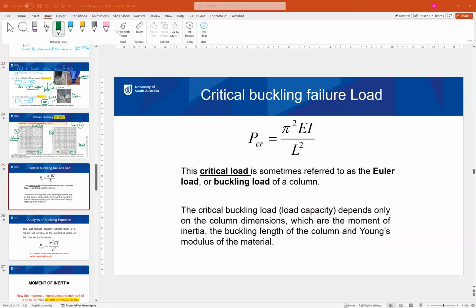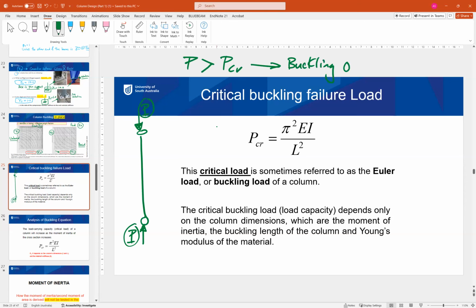Okay, now let's proceed with another piece of information to enlarge your knowledge. So any column under load, not every load will cause it to buckle, but it will buckle at a certain limit. So if the load exceeds the critical load, this means the buckling occurs. And if the load is less than the critical buckling load, buckling doesn't occur.